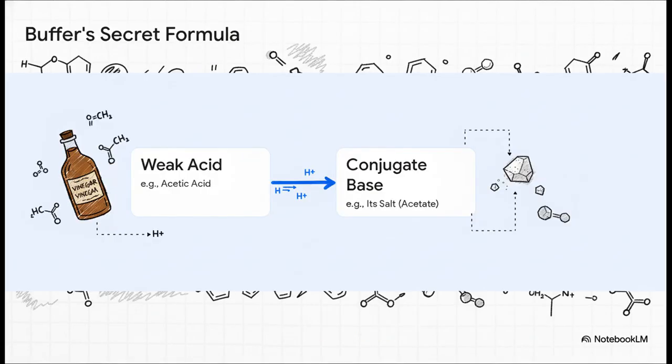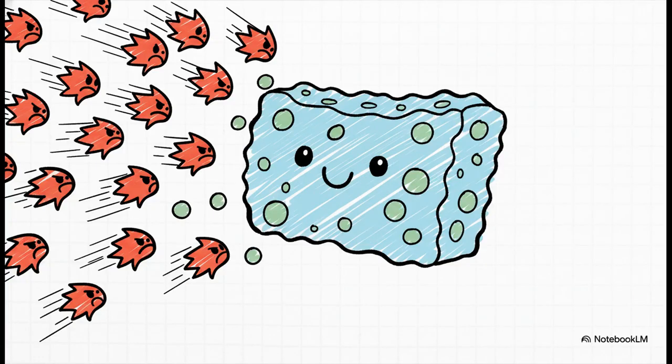So what's the buffer's secret formula? You might think it's some super complicated thing, but it's not. It's actually this really elegant partnership between 2 related chemicals. A weak acid, think of something like the acetic acid that's in vinegar, and what's called its conjugate base. That's basically the acid after it's lost a proton. These two are a team. And here's how that team works.